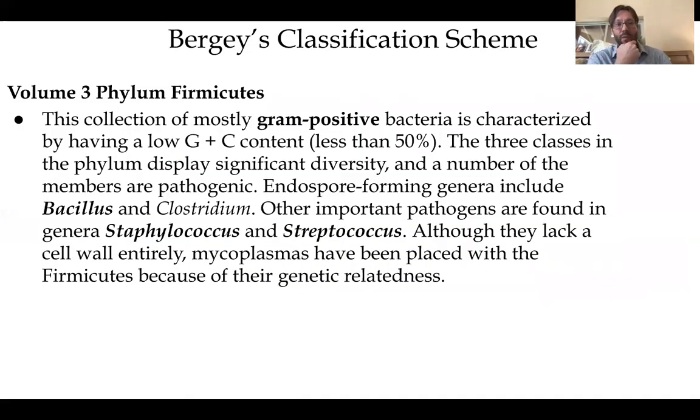Volume 3 is the firmicutes. And so again, these are ones that are living in our healthy microflora, right? And they provide benefits to us. They aren't pathogenic, but there are some that can be. Some can form endospores, and that can be things like C. diff. There are different shapes that can be Staphylococcus or Streptococcus. So it's a variety of arrangements.